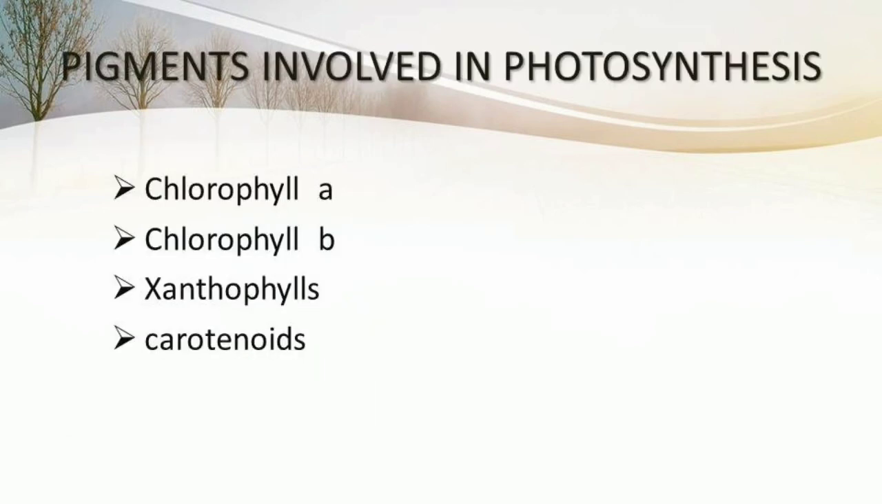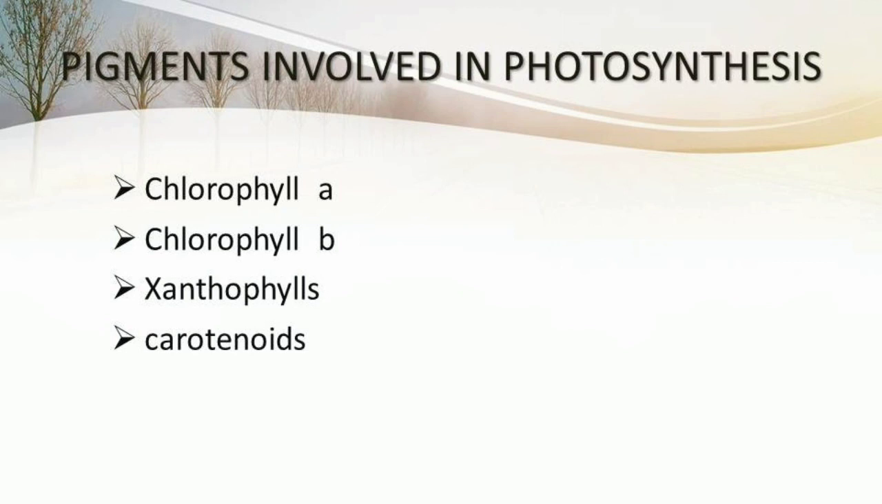How many pigments are involved in photosynthesis? In the same plant we see different shades of green leaves. The leaves are in different shades in the same plant. This is because of the leaf pigments that are present in the leaf. We can separate these leaf pigments by paper chromatography. It's an experiment. You can do it in a practical session.